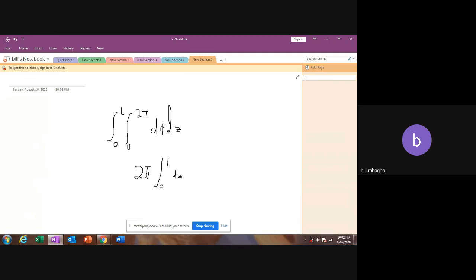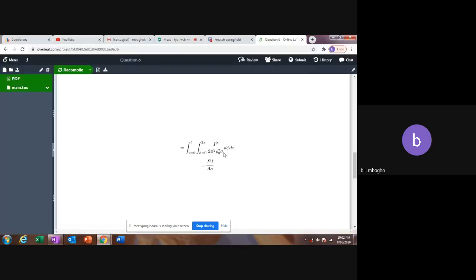And this one is just going to become L. So it's going to become 2 pi L, and then we're multiplying by this. That's where the 2 pi goes. Then we're left with pi r squared times sigma, and pi r squared is just the area. So now it's I squared L over A sigma.